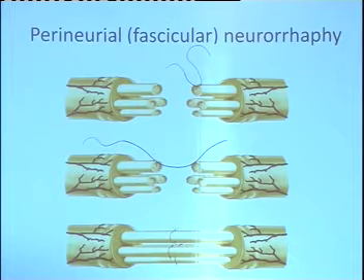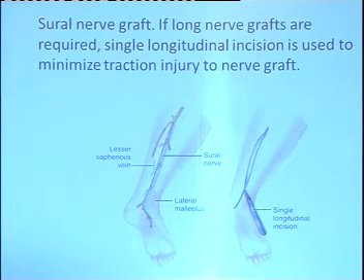At times, when a gap has developed, you can go for a perineural, that is fascicular, neurorrhaphy. See, these are the fascicles and the sheath, the perineurium is being stitched, and that is how the repair goes. You can take a sural nerve graft. If a long nerve graft is required, you can make a long incision so that there is minimum traction injury to the graft also. You need not pull the graft separately, otherwise it will not function.